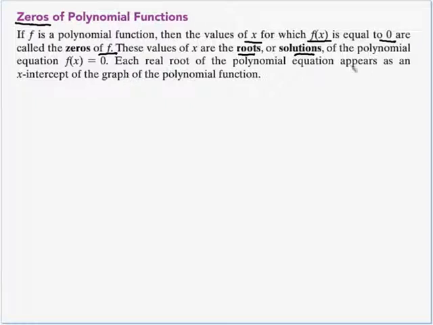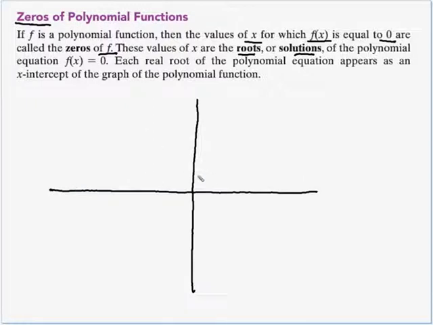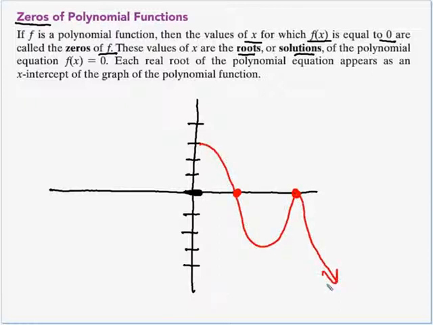Each real root of the polynomial equation appears as an x-intercept of the graph of the polynomial function. So the zeros of a function are just where we cross the x-axis. Again, our output, our values are on the y-axis, 1, 2, 3, 4, and then negative 1, 2, 3, 4. If our y value is equal to 0, that means we are on the x-axis. And maybe we'll cross the x-axis or maybe we'll touch the x-axis and then turn back around. But setting the function equal to 0 shows us the roots or the solutions or the zeros of that polynomial.